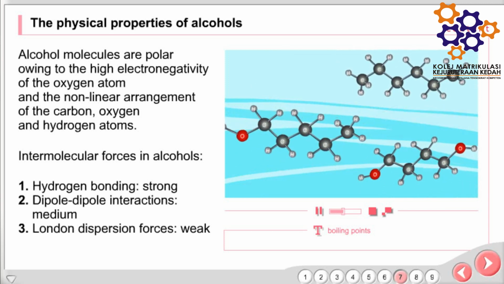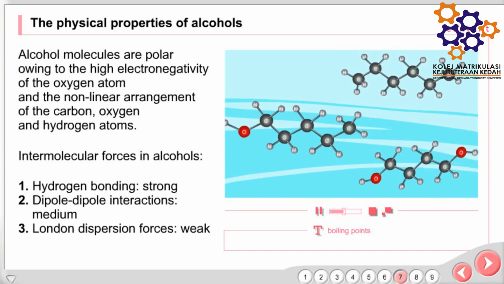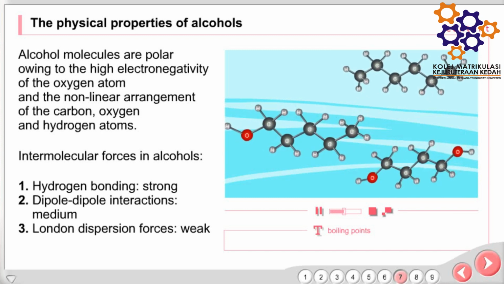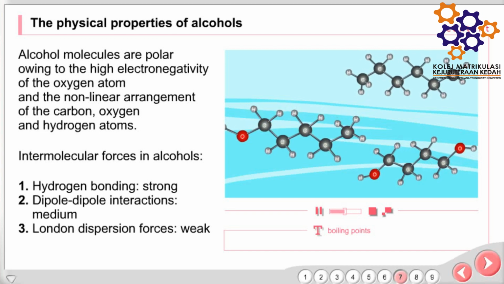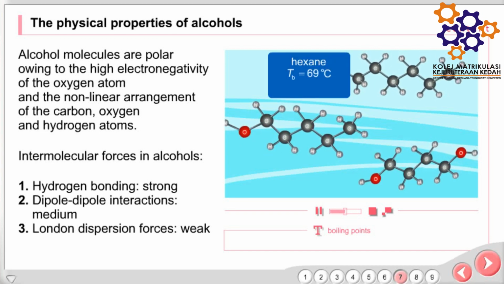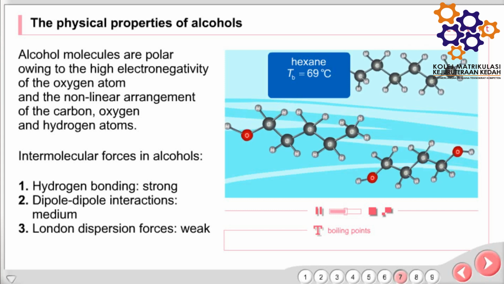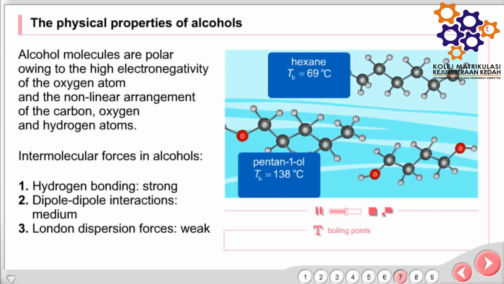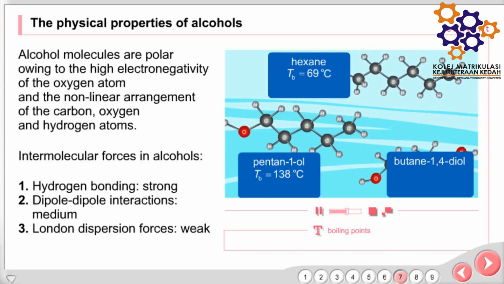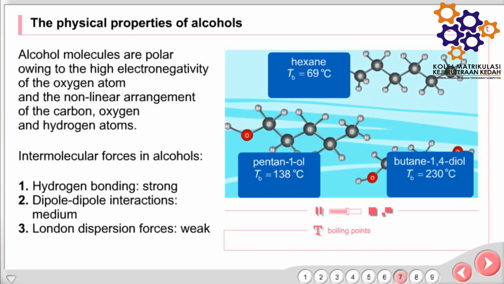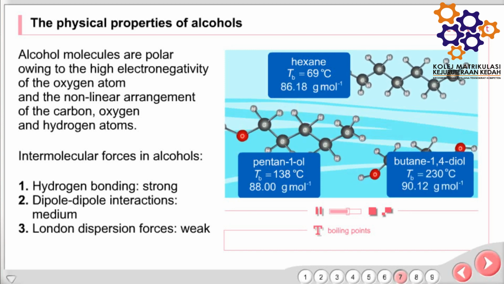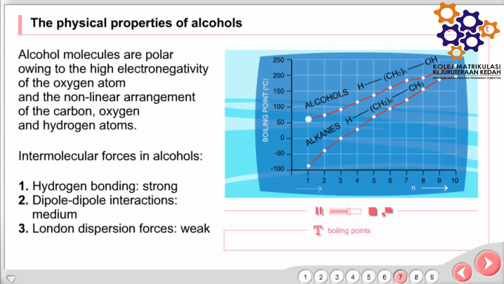The importance of hydrogen bonding in intermolecular interaction is illustrated by the dramatic increase of the boiling points in the order hexane, no hydroxyl group, pentan-1-ol, 1 hydroxyl group, and butane-1,4-diol, 2 hydroxyl groups, all having comparable molar masses. Because the London dispersion forces become stronger with increasing molecular size, the boiling points of alcohols increase with their molecular masses.